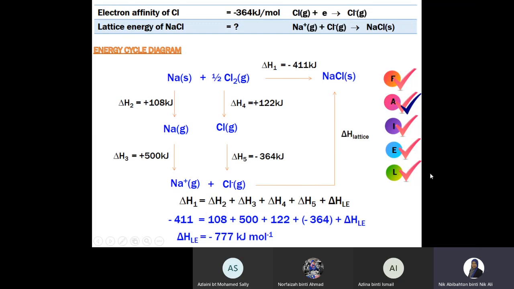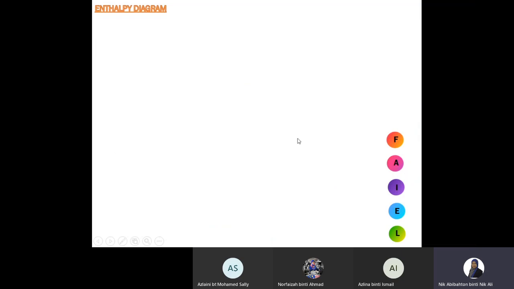So this one, another one, we have to look at the enthalpy diagram. So this one also can be shown as another Born-Haber cycle. So for enthalpy diagram, we have the energy that must be labeled. We'll start from energy equals to 0. This positive and negative is for your guideline only. It doesn't have to be right in your answer. So we'll start from the energy equals to 0.